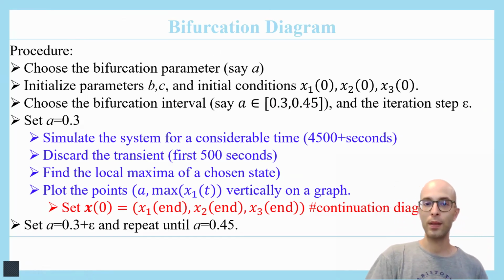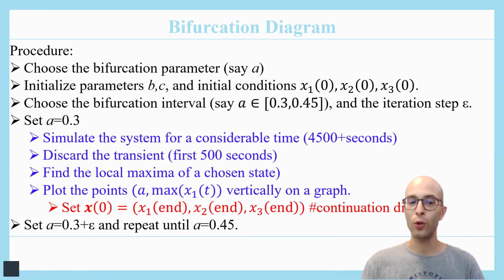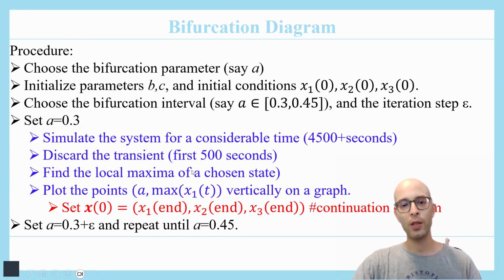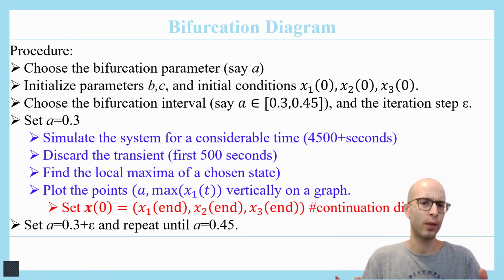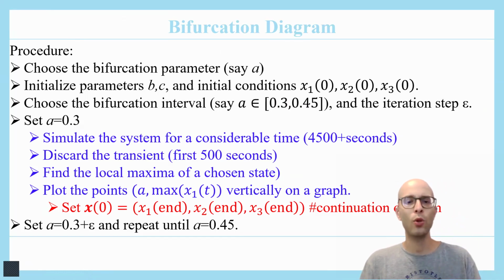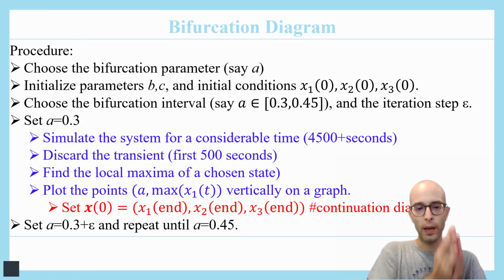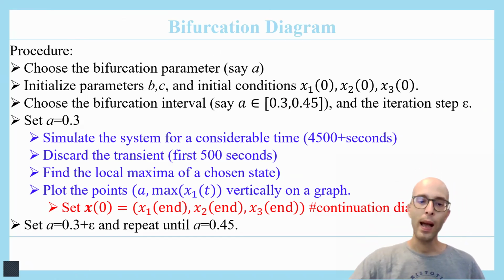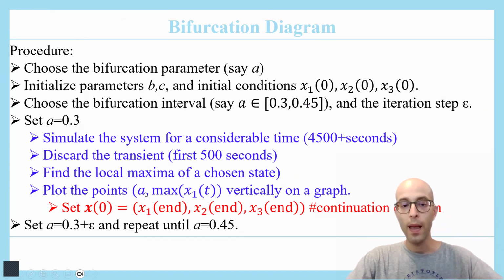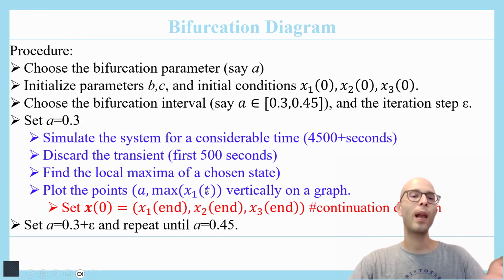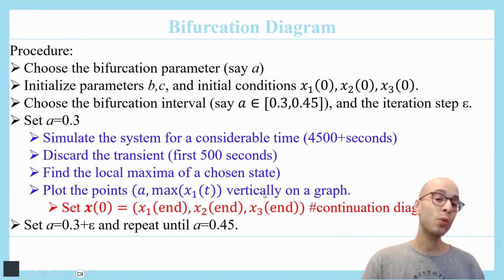So after we discard this transient, what do we do? For the rest of the solution, we find the local maxima, okay, for any chosen state, x1 or x2 or x3 or whatever state you like. Choose a state and stick with it. The result is going to be the same qualitatively, okay. So after we find the local maxima for this solution, what do we do? We plot the local maxima vertically as these points. So the x value is going to be the parameter alpha, and the y value is going to be the different local maxima that we found for any given state, let's say for the state x1. Okay, so this is just what you do.